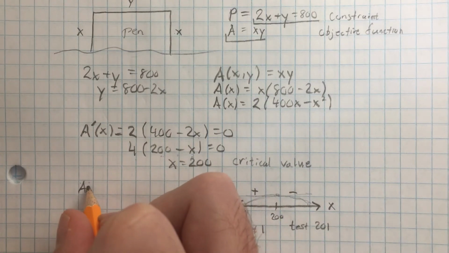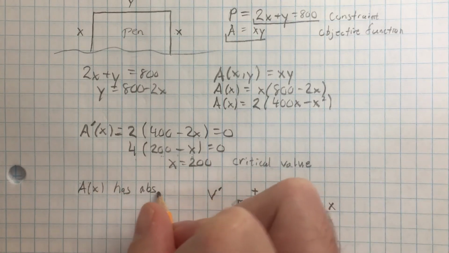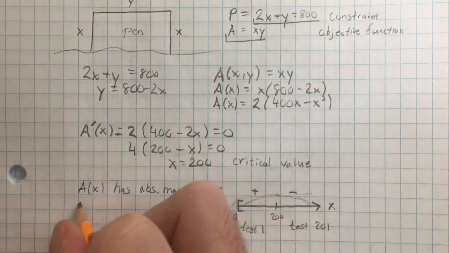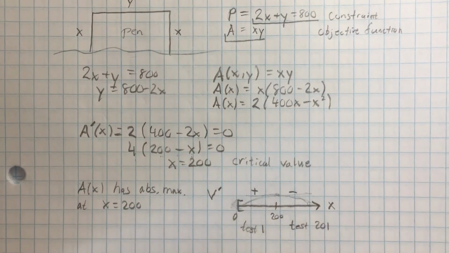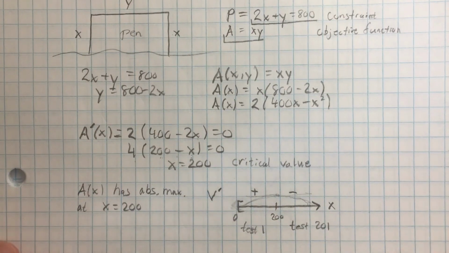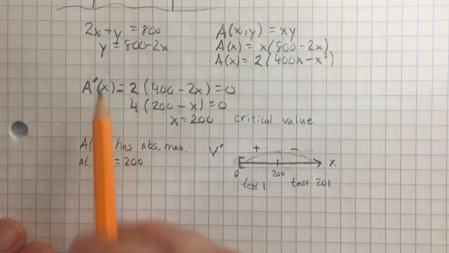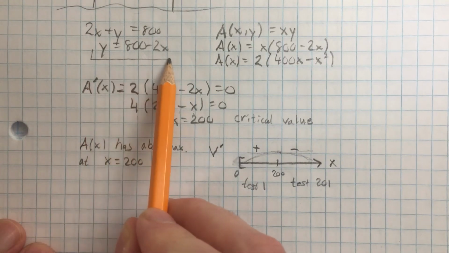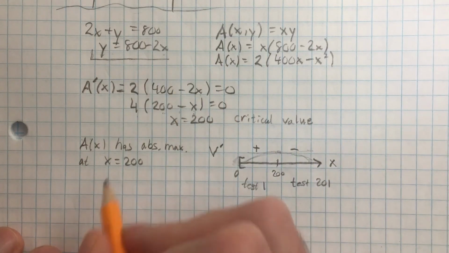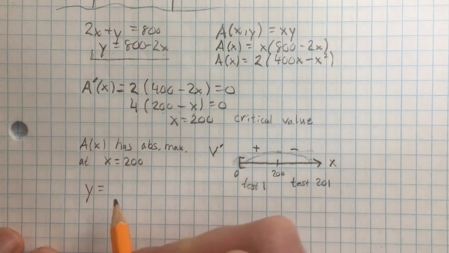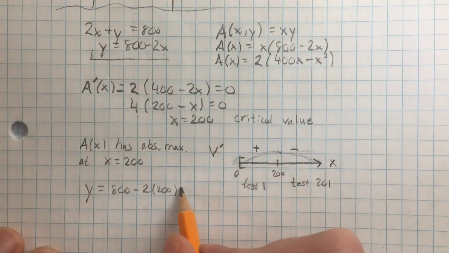So the area function has an absolute max at x equals 200. All right, so it looks like the problem is basically solved. If x is 200, all we need to do now is go back and find y. Okay, so like I mentioned in the example before, usually you have that solved for somewhere, and there it is, right? Y is dependent upon x over here. So if x is 200, y will be 800 minus 2 times 200, which is 400.